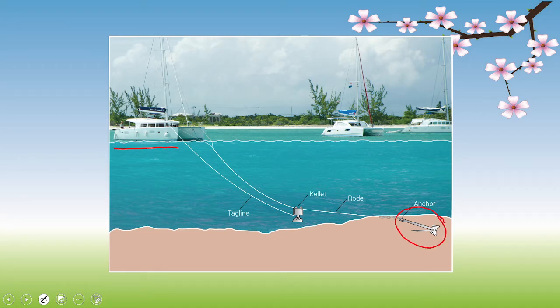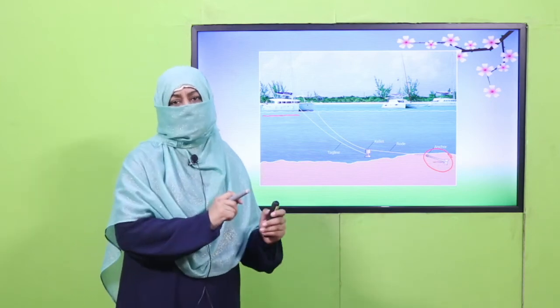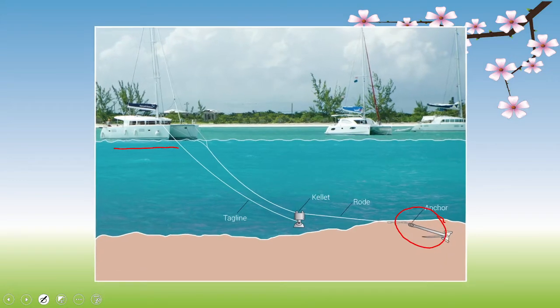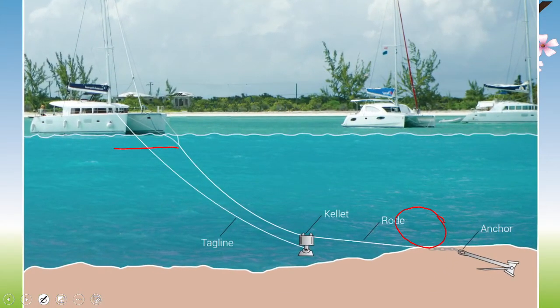An anchor works for a ship the way a brake works for a car. When we are going on the road and we want to stop the car, what do we do? We apply brakes and the car stops. Likewise, when a ship is sailing on the surface of water and we want to stop it, we throw the anchor in the water, it goes and sticks to the bottom, and it holds the ship on the surface of the water. In this way, the ship is stable, it's not moving, and whenever we want to move it again, we remove the anchor and the ship starts sailing again.